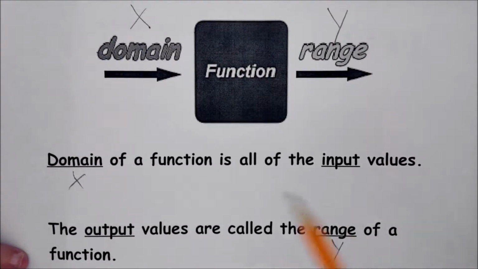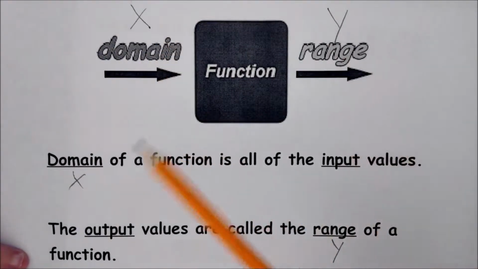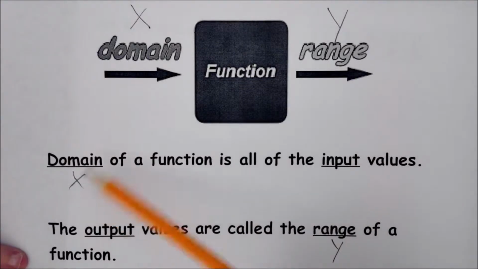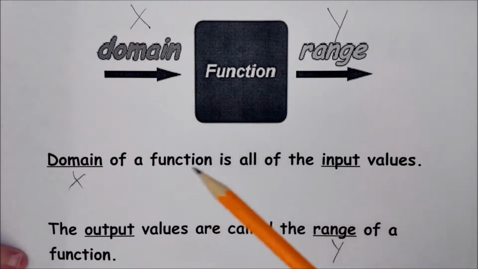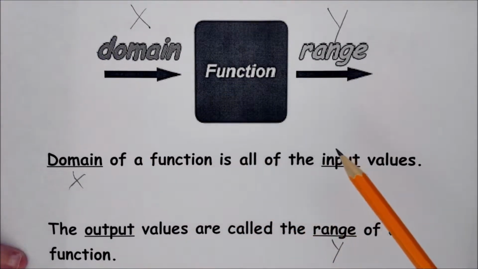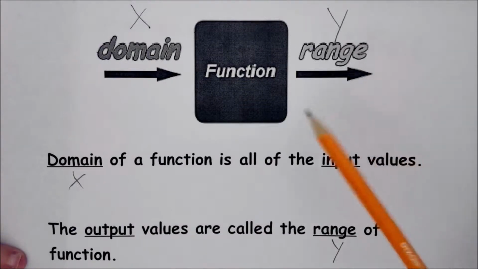When I look at domain and range, I'm thinking about x and y values. So the domain, which is the x, which is all of the x values, is all the input values that I can use that make sense for the situation or function or graph or table or whatever that I'm looking at. The range of a function is all of the output values, so the y values that make sense for the situation or graph or table or whatever that I'm looking at.